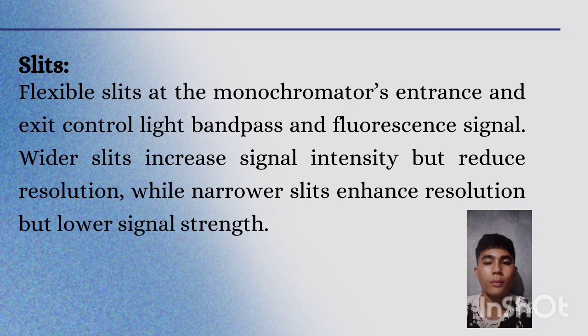Also inside the monochromator, we have the flexible slits located at both the entrance and exit. These slits control the bandpass of the light, meaning how much light and which range of wavelengths are allowed to pass through. Wider slits allow more light to pass through, which can increase the fluorescence signal. However, this comes at the cost of less resolution. You get more light but less detail. Narrower slits, on the other hand, give you higher resolution and better detail in the data, but they also reduce the light intensity, which makes the signal weaker.